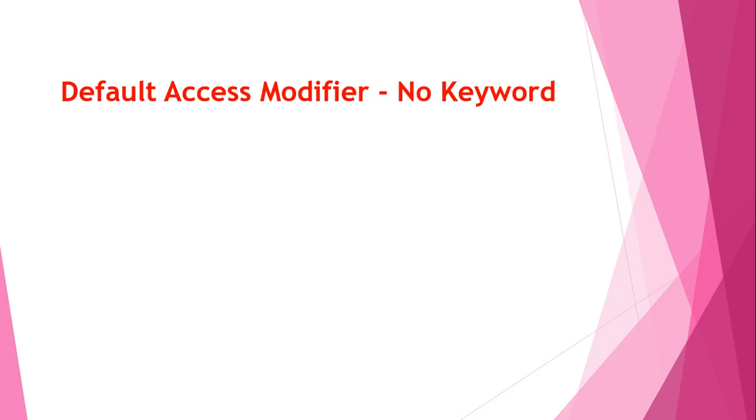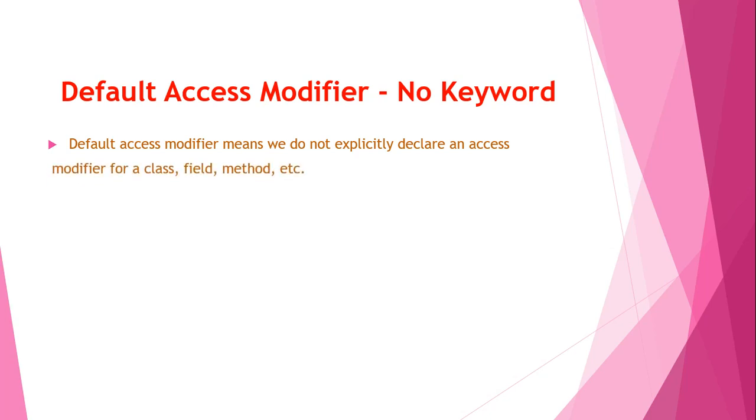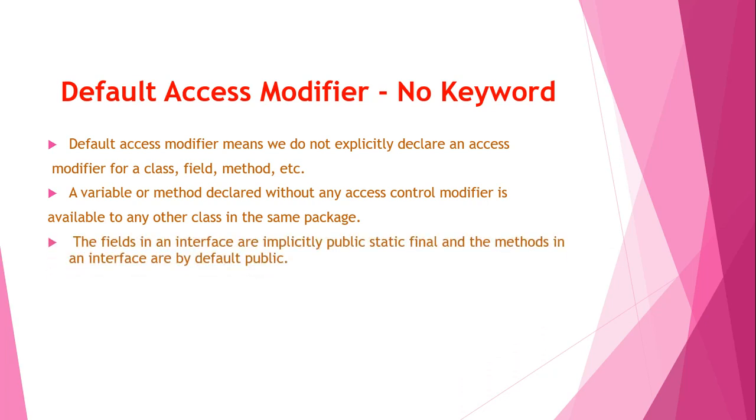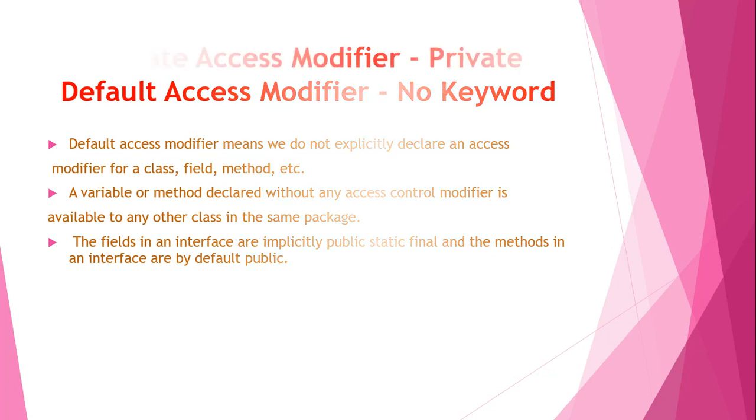Default access modifier, or no keyword. Default access modifier means we do not explicitly declare an access modifier for a class, field, method, etc. A variable or method declared without any access control modifier is available to any other class in the same package. So, the visibility of the default access modifier is the package level. The fields in an interface are implicitly public static final and the methods in an interface are by default public.